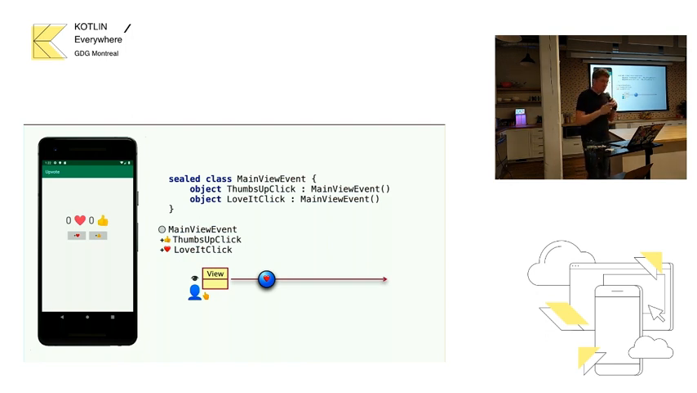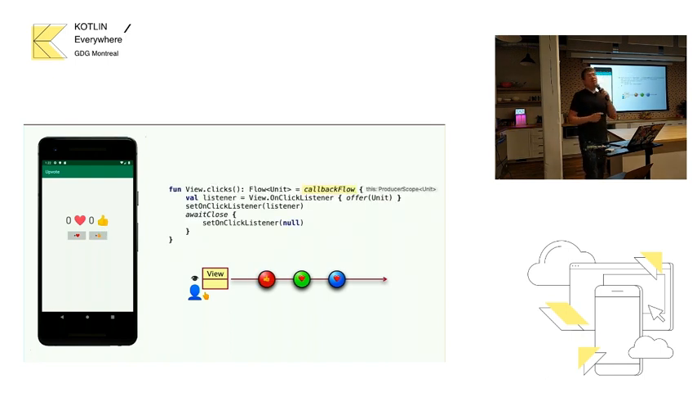All right, so how do we build a flow of view clicks when clicks are callback based? If you know your Android, you're going to set a listener to that view button. That's a very old school thing. So how do you turn that into a flow? There's a few ways you can do that. I'm going to show you one of them, and I'm going to tell you about a second one at the end of the talk. So right now what I've used is callback flow.